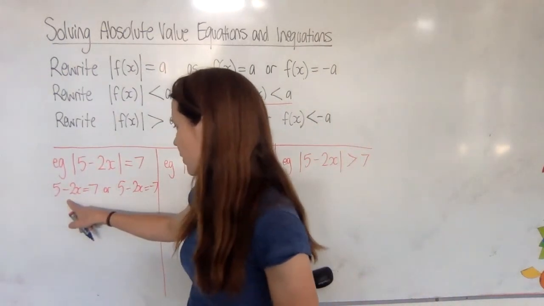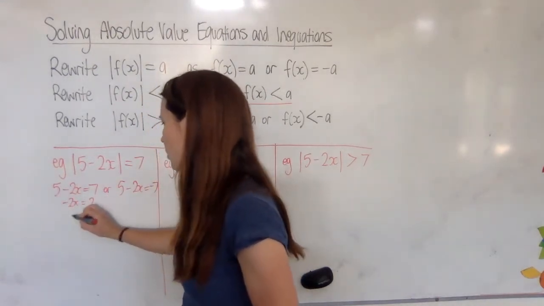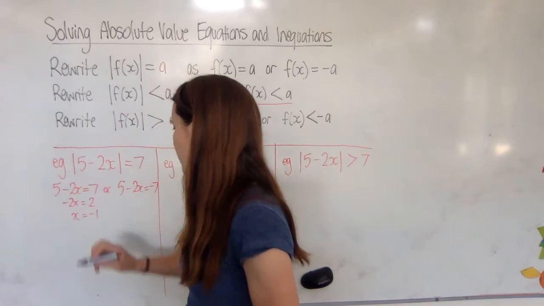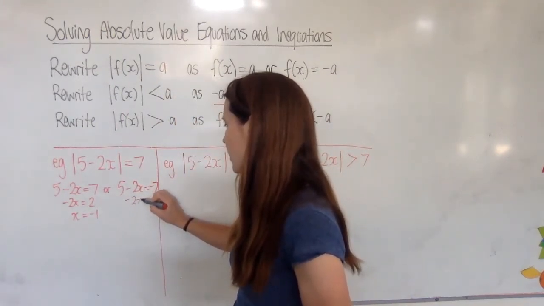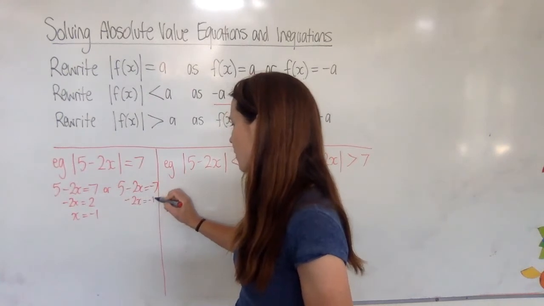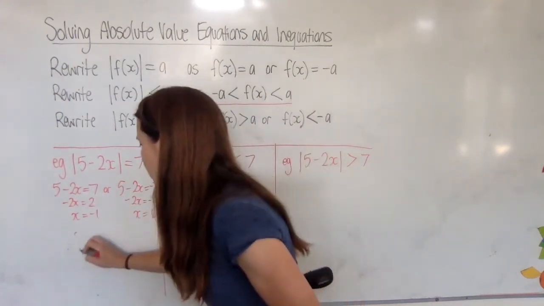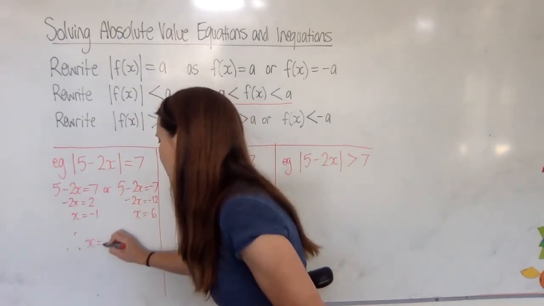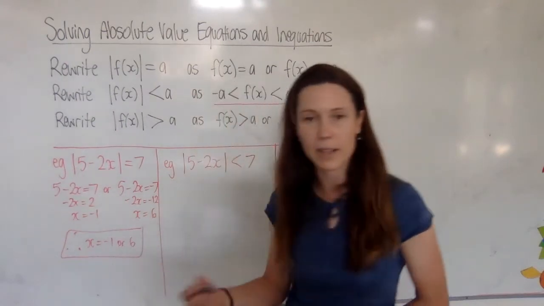So solving this one first, if I subtract 5 from both sides, minus 2x is 2 and x must be negative 1. But over here, if I subtract 5 from both sides, I get minus 2x is negative 12, so x must be 6. Now at the bottom of these ones, it's good just to come up with your answer in one go, minus 1 or 6, so that way you feel like you've made your answer really clear.